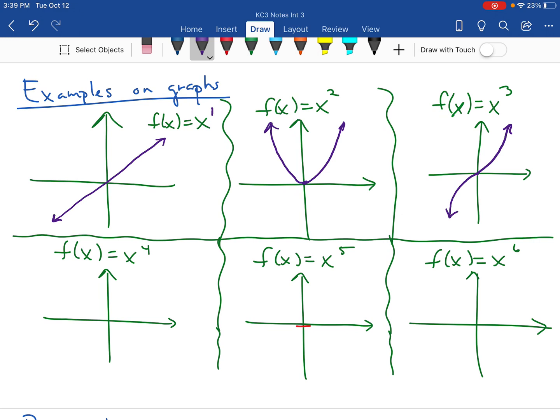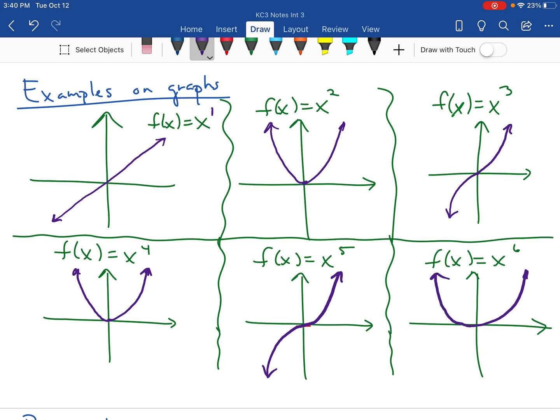However, they are very similar to what we've already done. Now, x to the fourth will look like a u as well. X to the fifth, you guessed it, is going to look like a cubic, and x to the sixth is going to look like a u again.